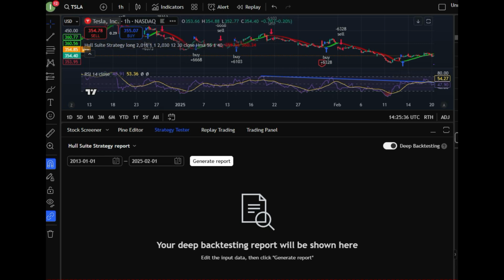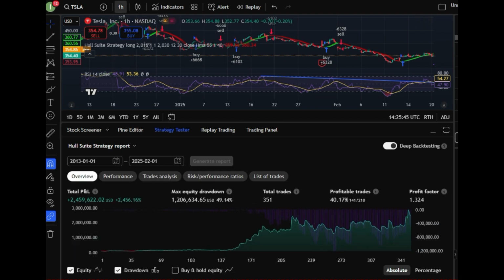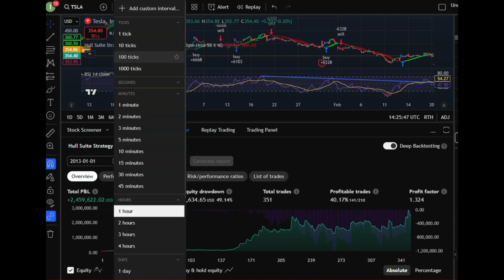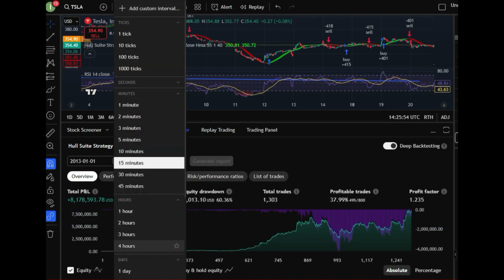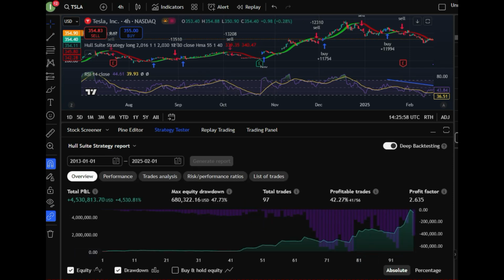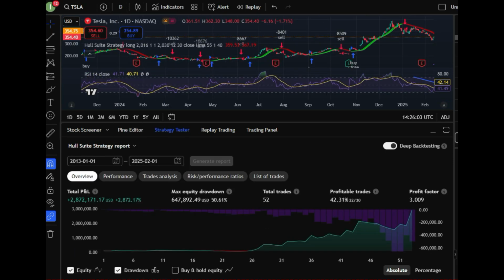So I took a Tesla stock. I choose the last 12 years and I will just press generate report. I'm testing for a 1-hour chart. If I test for a 50-minute chart, I'm getting a positive result. If I do that for a 4-hour chart, I'm getting positive results. If I do that for 1 day, I'm getting a positive result. So this strategy on stock shows good results.